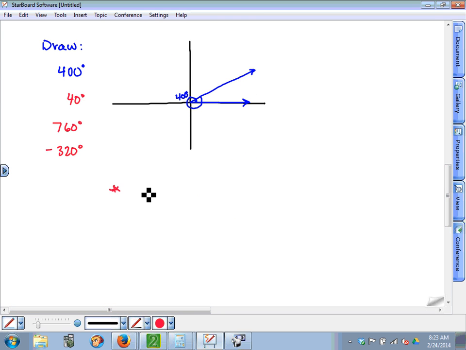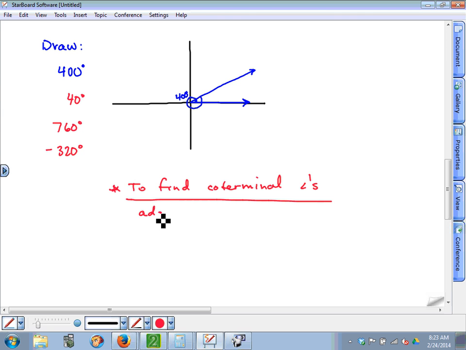So just write this down real quick. To find coterminal angles, what's a real quick and easy way? If I give you one angle and I ask you to find another one that's coterminal, what's an easy way to do that? Add or subtract 360. Yeah, add 360 going counterclockwise, or you could subtract 360 and go clockwise. Exactly right. To find coterminal angles, add or subtract 360 degrees.